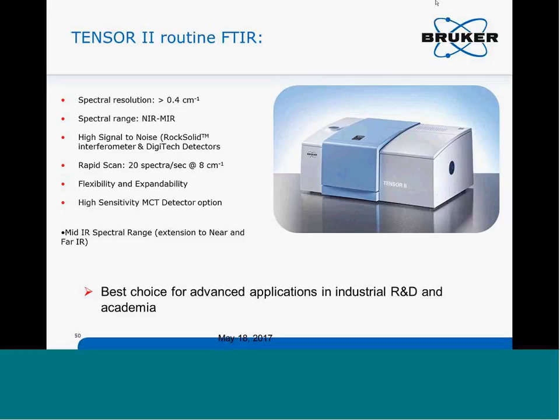Next is the Tensor 2 FTIR instrument. It also can be extended to NIR, so it can cover the NIR and mid-IR spectrum range. It has a higher spectral resolution. It also has a rapid scan option, which allows you to do 20 spectra per second. You can also use different sources, and you can exchange detectors here, and use a more sensitive detector if you need it.